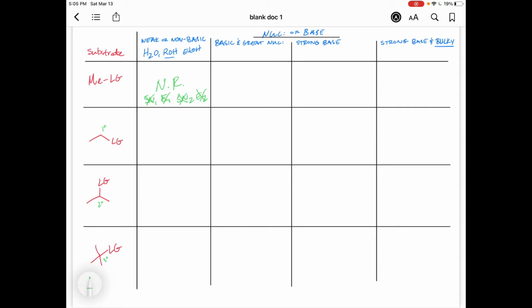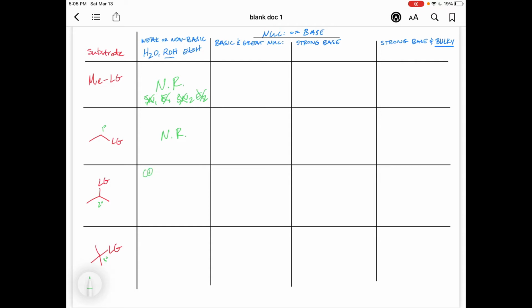With the primary carbon with a leaving group, the same thing is going to happen because we don't have a good enough nucleophile to really do a proper SN2 reaction. It's going to be extremely slow, extremely slow. So no reaction here. For the secondary carbon with the leaving group, we can form a carbocation.